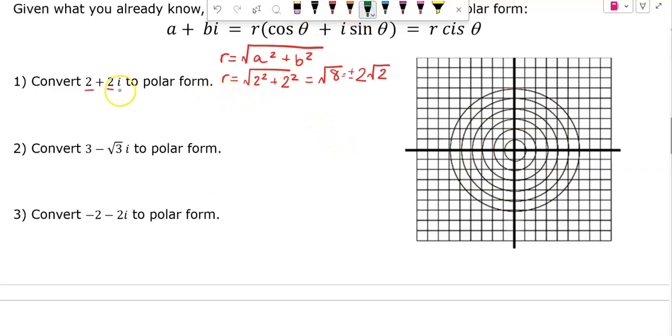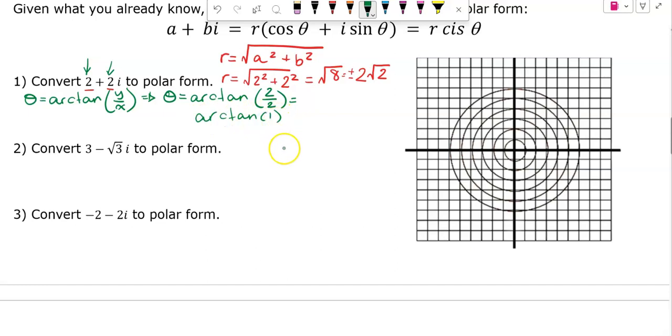All right, now I need to go ahead and find my theta. Remember that theta is done by doing arctan, and it's going to be y over x. And in this case, that's b over a. So we're going to do theta, and that's going to be our arctan of 2 divided by 2. Well, that's just 1, right? So I'm looking for the arctan of 1. So where is tangent equal to 1? Well, that's going to be at pi over 4.